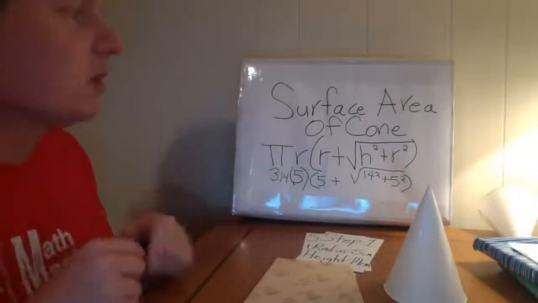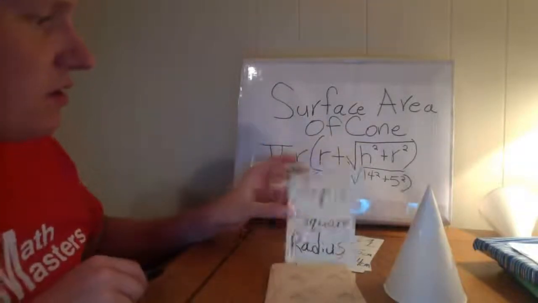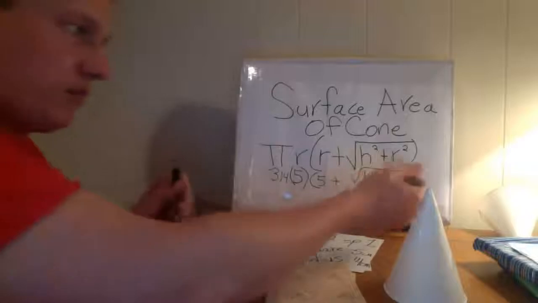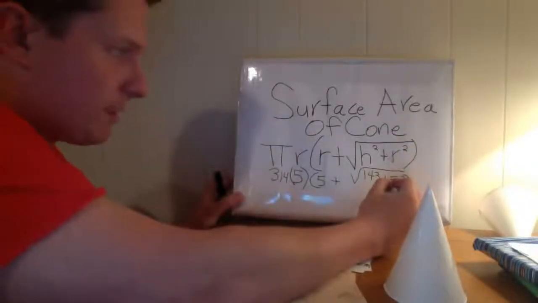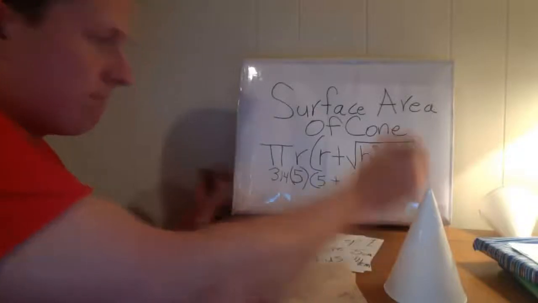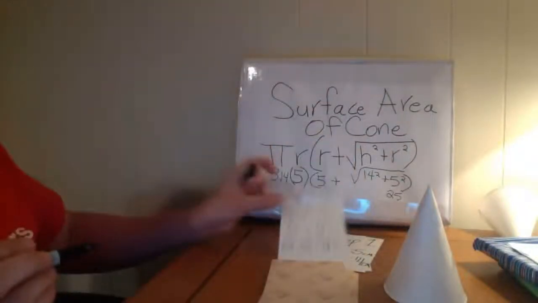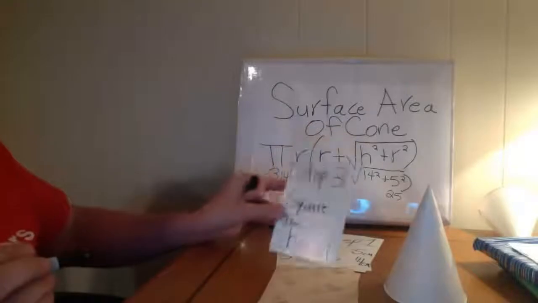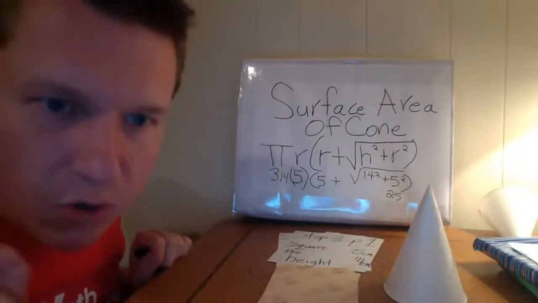All right. So now, square the radius. 5 times 5, we do right here. That takes care of the radius squared. That would be 25. Great. Checks out. Step 3, square the height. 14 times 14 is 196. Must know your squares up to 15.